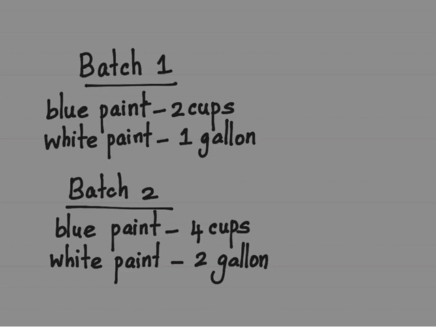So batch 2 has blue paint 4 cups, which is double the amount of the first batch. In first batch there was only 2 cups of blue paint. In batch 2 it is doubled and has become 4 cups of blue paint.